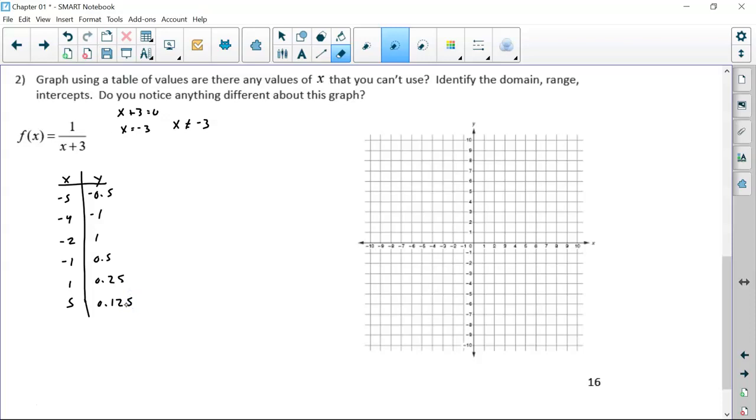So we plot these on the coordinate plane. We're at negative 5, negative 0.5. Negative 4, negative 1. Negative 2, we're at positive 1.